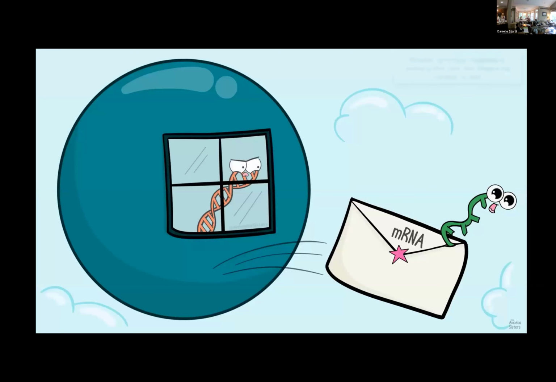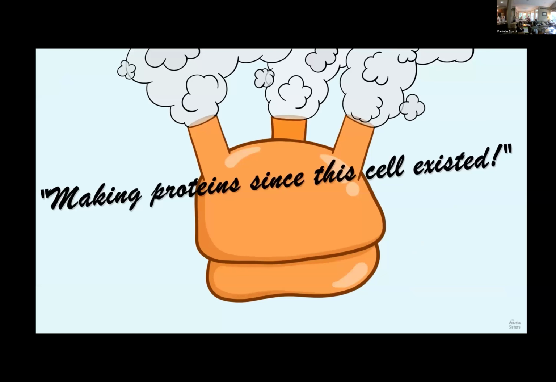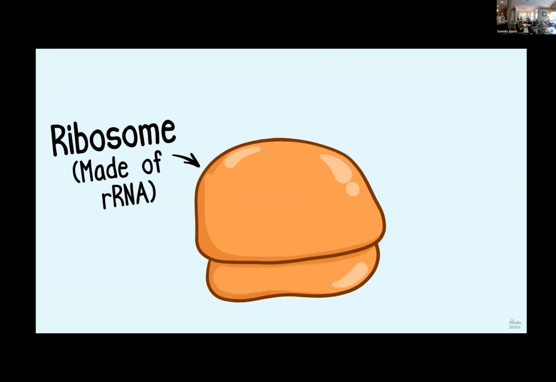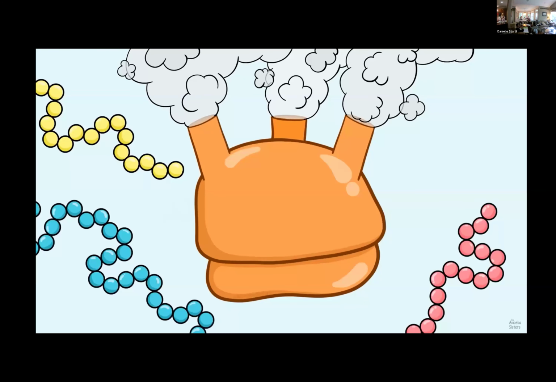So what's something great about being mRNA? Well, in eukaryotes, you get out of the nucleus. The mRNA can go out of the nucleus into the cytoplasm where it's going to attach to a ribosome. Ribosomes make protein. The ribosome is made of rRNA, and that's an easy one to remember because the R stands for ribosomal RNA. The ribosome is going to build our protein in the next step called translation.